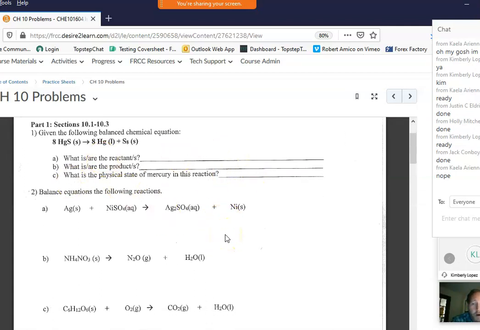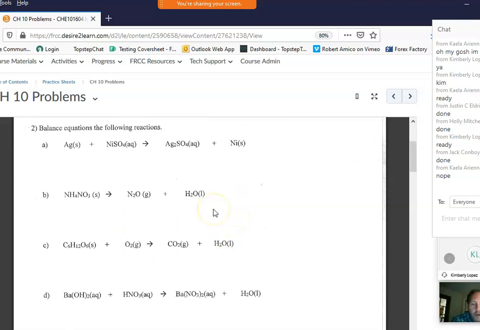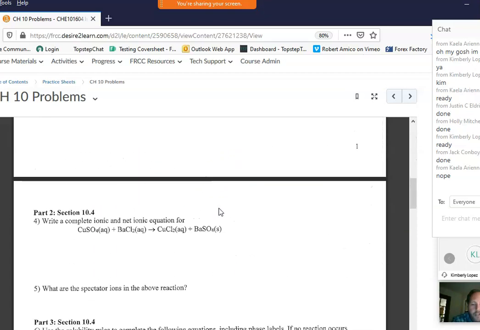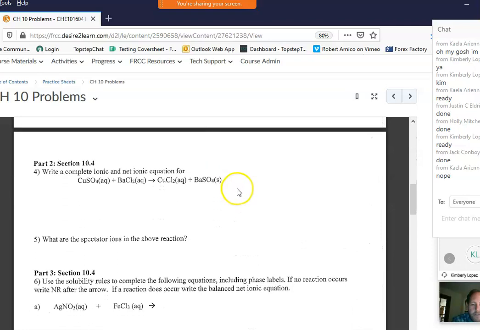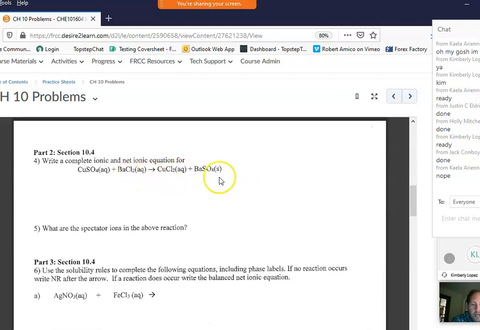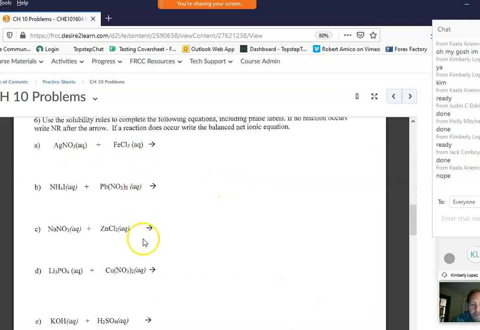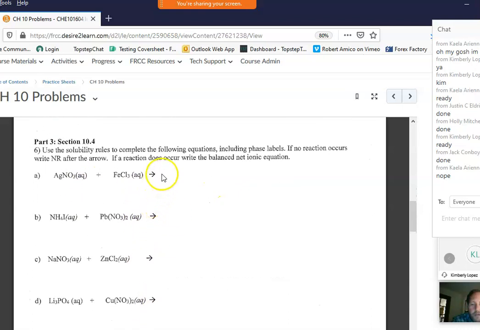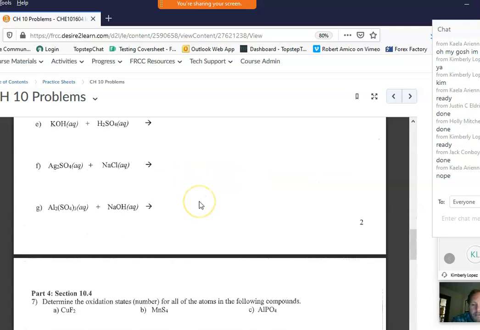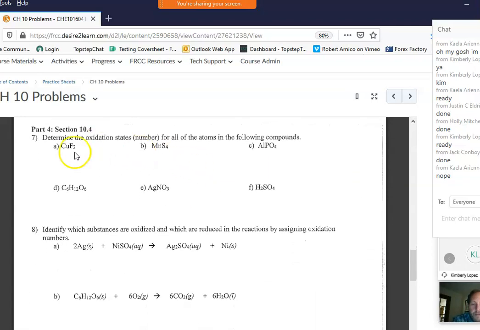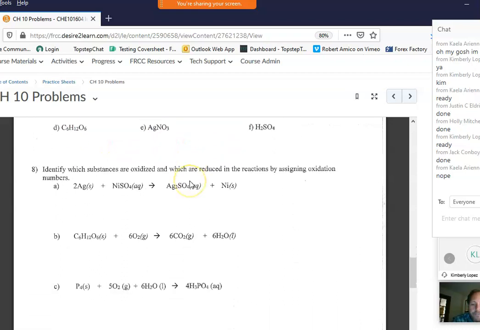What we'll do tomorrow, because tomorrow is Thursday, Thursdays we usually do kind of a review and we do some problems. I'll bring some more problems, or we'll do a few of these problems on the sheet. So there is some balancing. Here is writing a complete net ionic equation. And then here we have a bunch of equations where you draw the product, the complete ionic and the net ionic, and balance them.